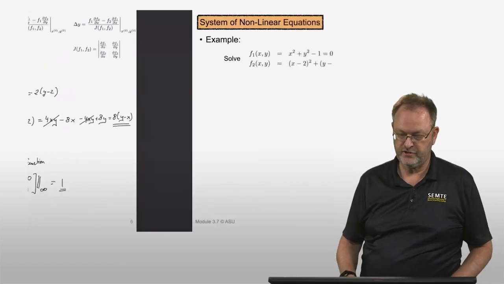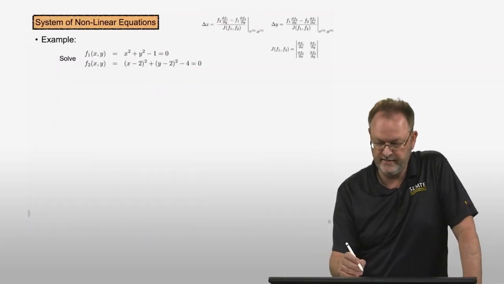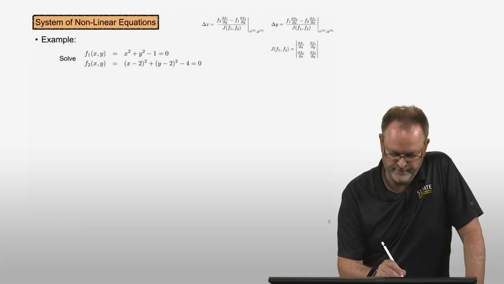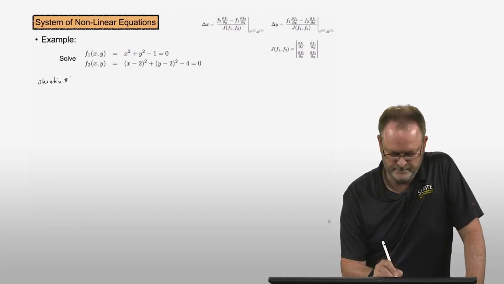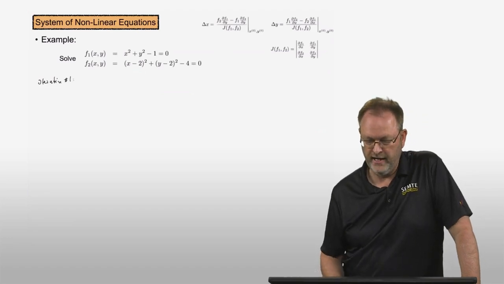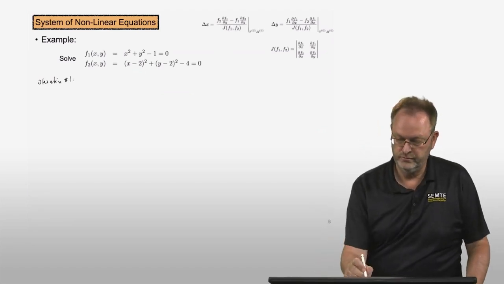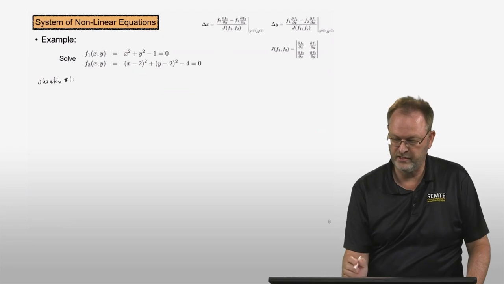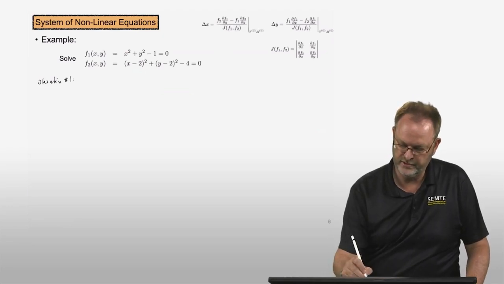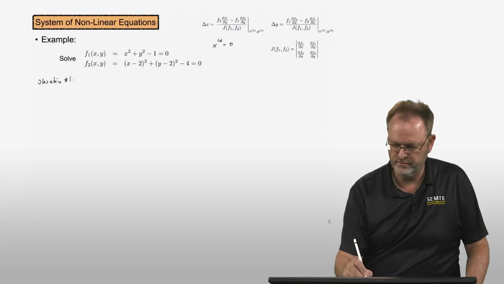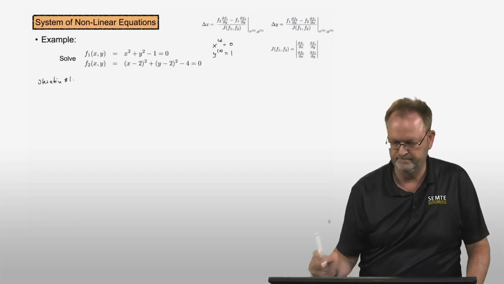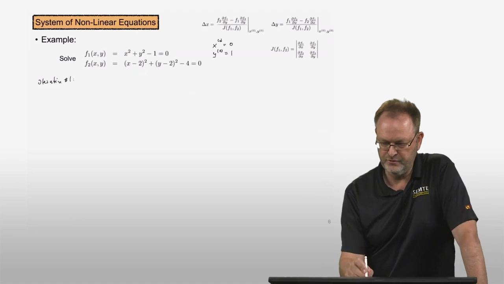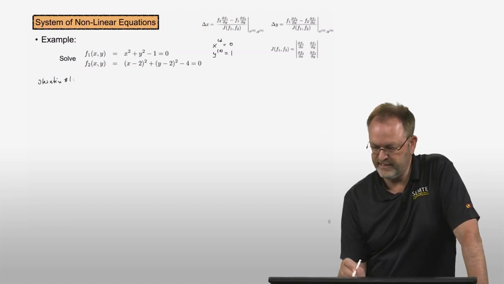Okay, so let's do the first iteration. Iteration number 1. And all we need to do, right, we got our initial guess. Let me write the initial guess over here again. So x naught was 0, y naught was 1. And I need to evaluate now what delta x and delta y is.